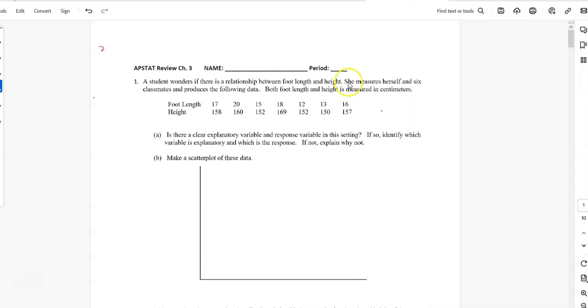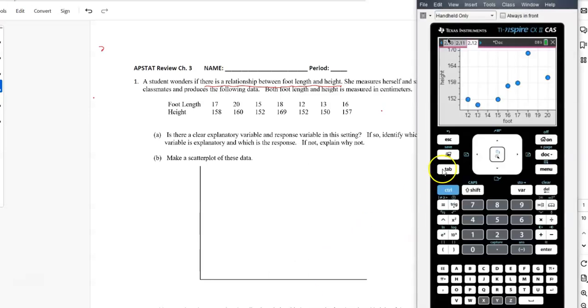Because of the way they said it, they said if there's a relationship between foot length and height. So they did not specify that there is a clear explanatory variable. I think we could use logic and say that it makes more sense for the foot length to predict the height than for the height to predict the foot length. But in the question, it wasn't obvious. So sometimes in the question, they kind of make it obvious. They say something like something predicts, but not the case here.